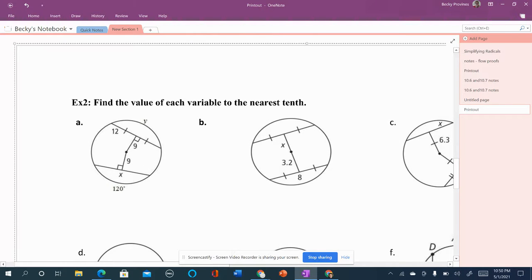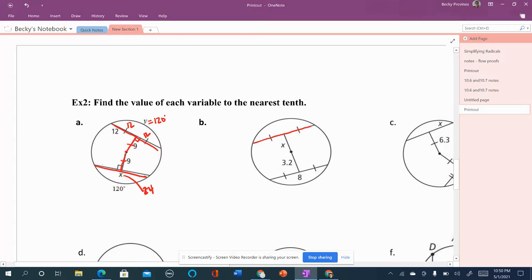Now, we know that these chords are both the same distance away from the center because it's given that they're both 9. So that indicates to us that the chords are the same length. And since there's a right angle, we know these are bisected. So 12 and 12, x is 24. Now, since the chords are the same, the arcs will also be the same. So y is 120 degrees.